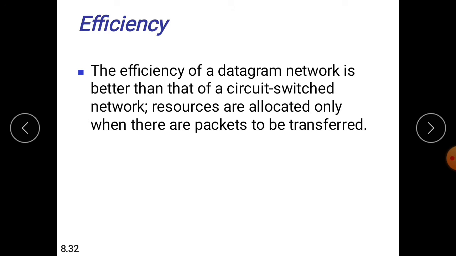What's the efficiency of this datagram network? The efficiency of a datagram network is better than that of circuit switch networks because the resources are allocated only when there are packets to be transferred. If a source sends a packet and there is a delay of a few minutes before another packet can be sent, the resources can be reallocated during these minutes for other packets from other sources. That is, the resources can be used by other sources if there is a delay.